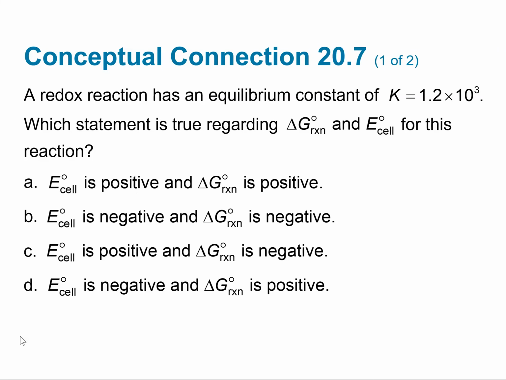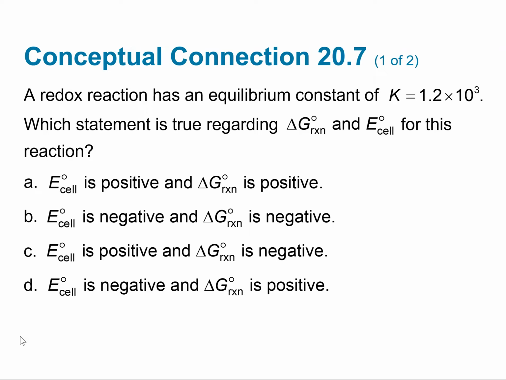So, just for fun, let's do a conceptual connection question here. A redox reaction has an equilibrium constant where K equals 1.2 times 10 to the third. Which statement is true regarding delta G for the reaction and the standard potential of the cell for this reaction?